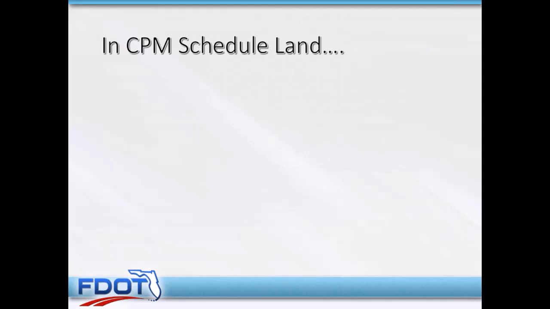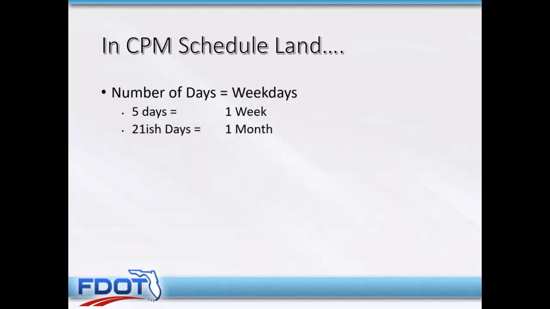Okay, remember in CPM schedule land, the number of days you see is actually the number of weekdays or work days, Monday through Friday. So that means there are 5 days in a week. There are 21-ish days in a month. So if you have an activity with 90 days, that's not 3 months, that's about 4 1/4 months.